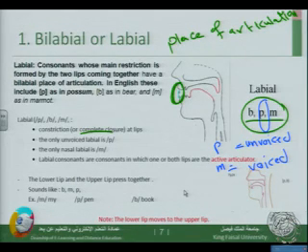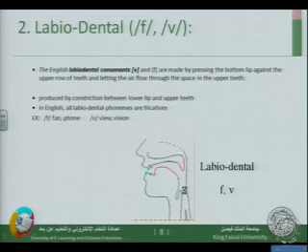Okay. So this is our first place of articulation, B, P, M. We talked about them as labial or bilabial. Some of them are voiced and some of them are unvoiced.